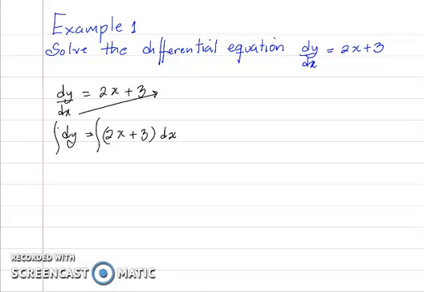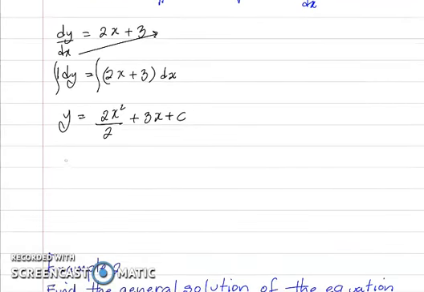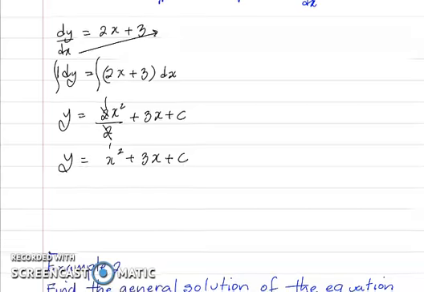Now, dy is the same as saying 1 dy. If I integrate 1 with respect to y, I get y. So y is equal to 2x squared over 2 plus 3x plus c, which is the constant of integration. And so y is equal to x squared plus 3x plus c. Now, this solution is called a general solution, essentially because I do not know the value of c.